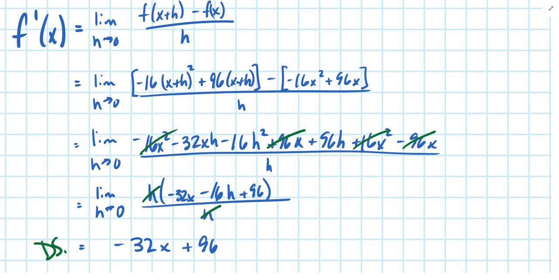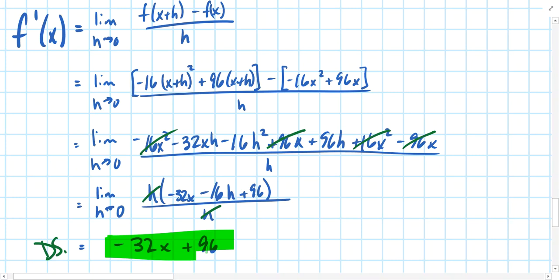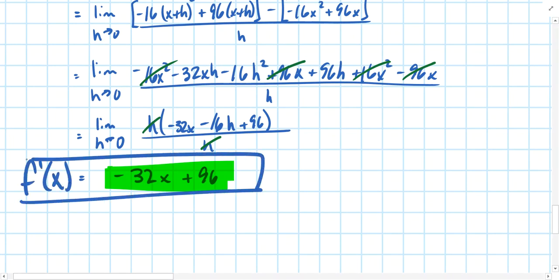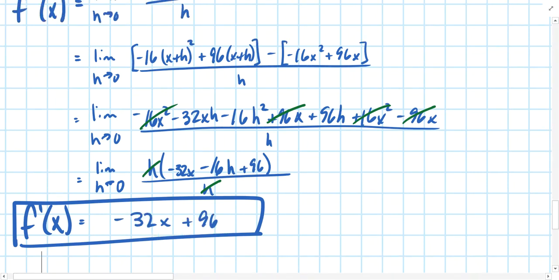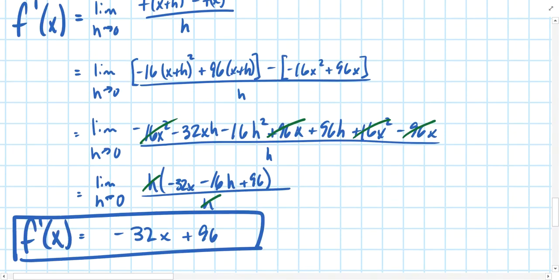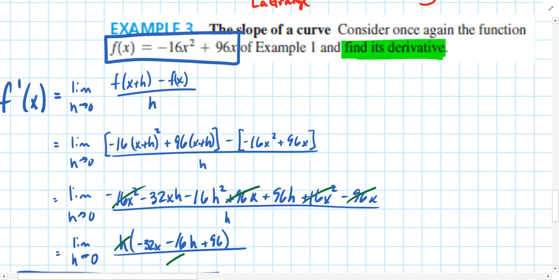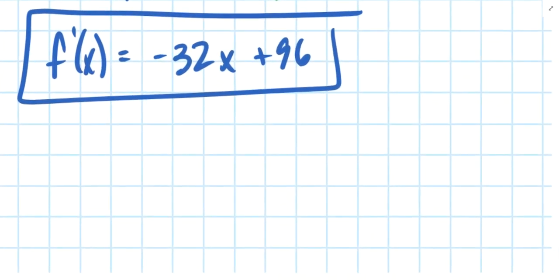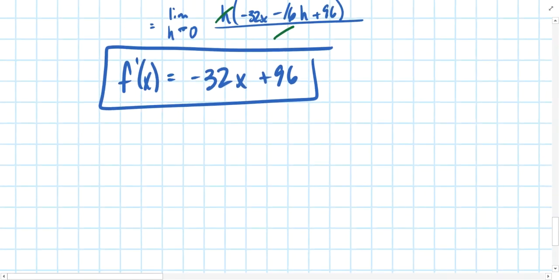And here again we have it, our derivative function down here, and I want to make that real clear. I'm going to move my direct substitution note. F prime of x, the derivative of f, is equal to negative 32x plus 96, and the original function f of x was negative 16x squared plus 96x. And here again, why that's so important is that this particular function allows us to find the slope of the original equation at any point.